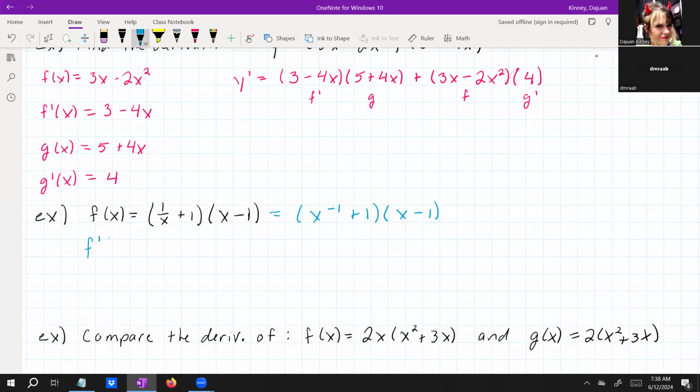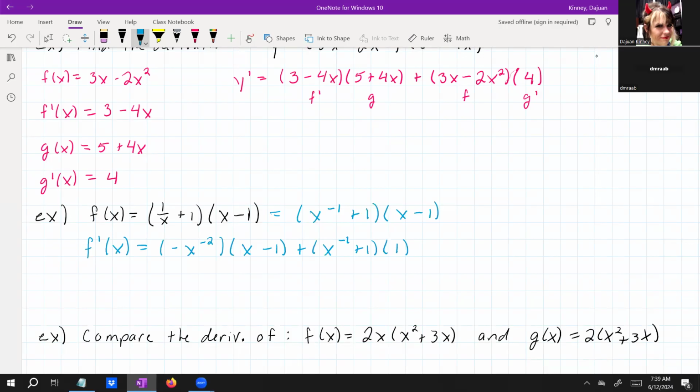All right, f prime of x. Take the derivative of the first. So bring this down. I get negative x to the negative 2. Derivative of the second, or the derivative of 1 is 1, rather. Times the second thing. Plus the first thing as it was written, times the derivative of the second, which is just 1. So that one's done.